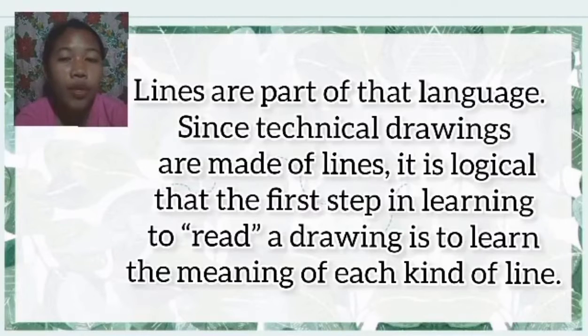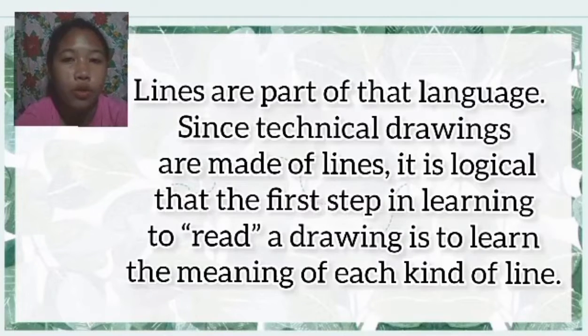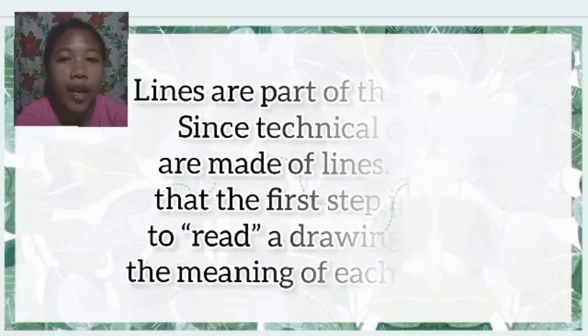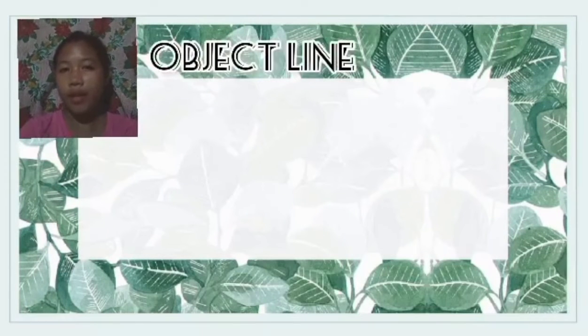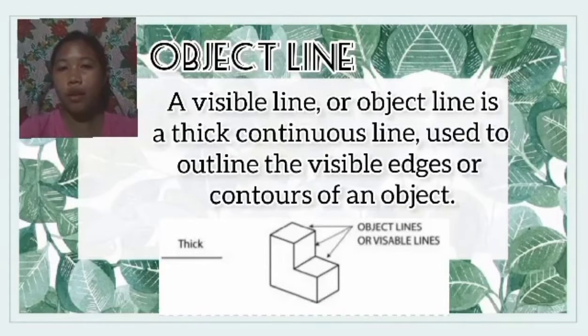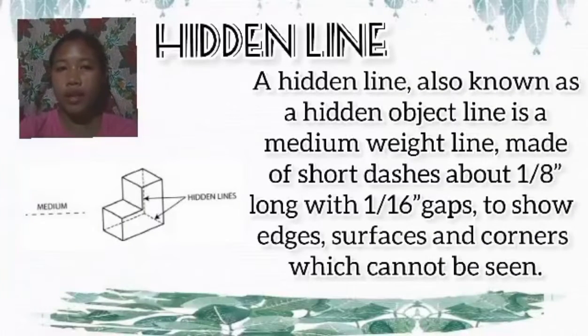Since technical drawings are made of lines, it is logical that the first step in learning to read a drawing is to learn the meaning of each kind of line. Generally, there are 11 basic types of line. The first basic type of line is the object line. A visible line or object line is a thick continuous line used to outline the visible edges or contours of an object. The second one is the hidden line.